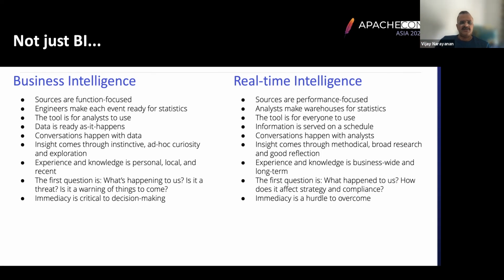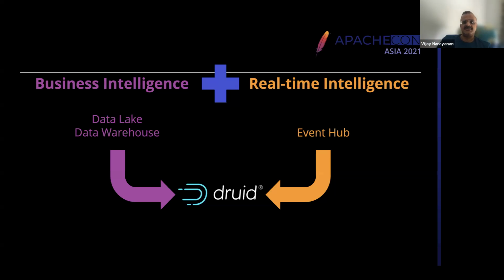With business intelligence, you're often trying to answer what is happening now. With real-time intelligence, you would like to know what has happened in the past, and also what is happening in the recent past and almost up to now, right? And with real-time intelligence, information is often served on a schedule, while business intelligence is about trying to do ad hoc things with the data. Right? So these are some of the differences between real-time intelligence and business intelligence, and Druid sits at the conjunction of these two capabilities and concepts.